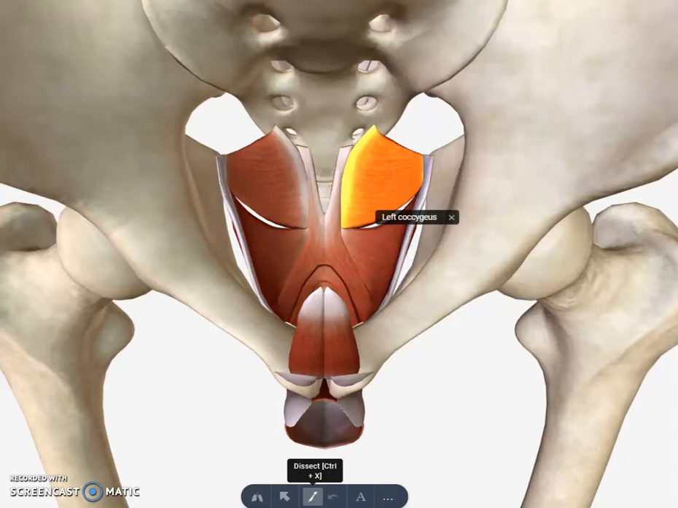This is the coccygeus. It supports pelvic organs. The origin is the ischium. The insertion is the coccyx and lower sacrum.